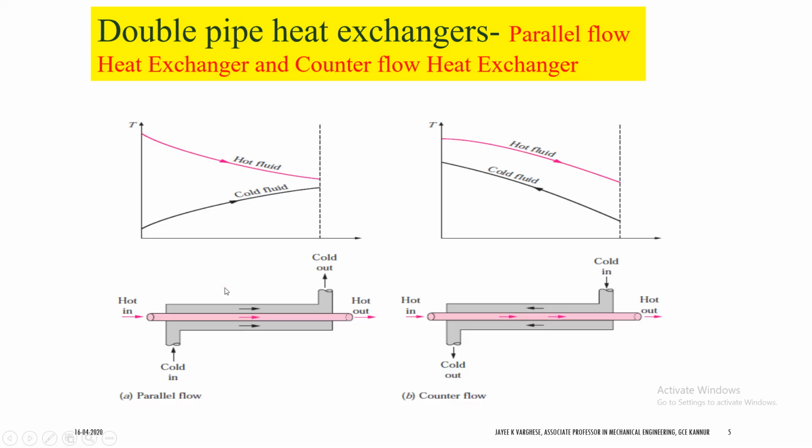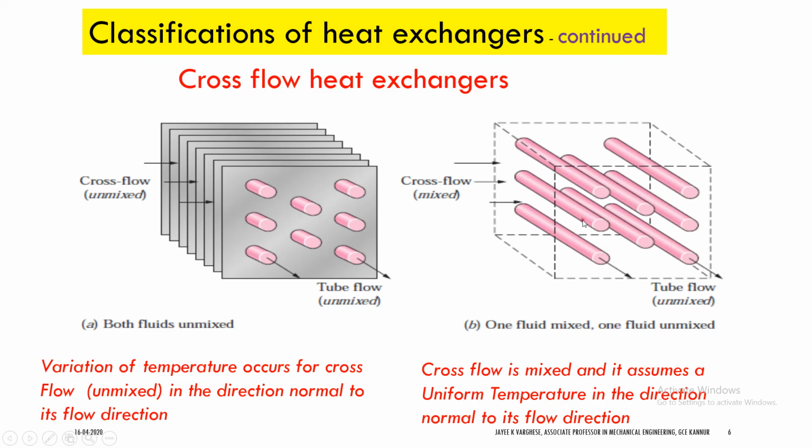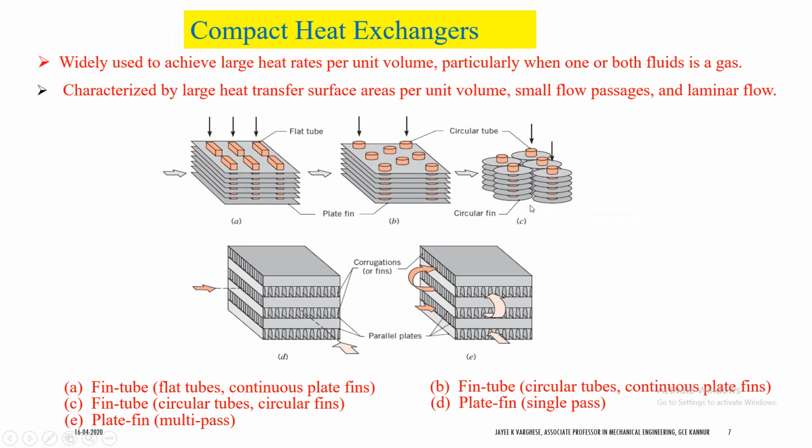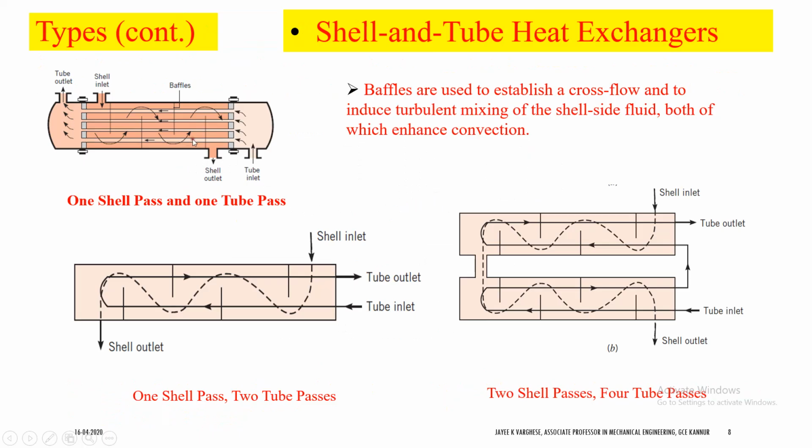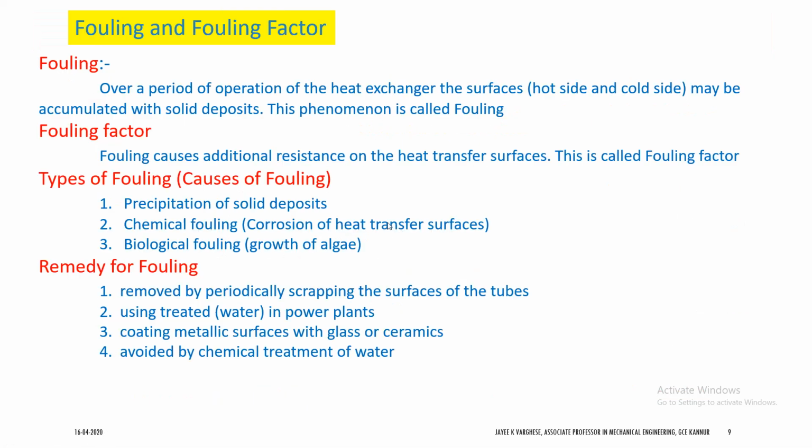Then we saw double pipe heat exchangers and their classifications like parallel flow, counter flow, cross flow. Cross flow itself has both fluids unmixed, and one fluid unmixed and one fluid mixed. Then compact heat exchangers, where the surface area per unit volume of the heat exchanger is very high. Then shell and tube heat exchangers, where, based on the number of passes for the shell and tube fluids, there can be different types.